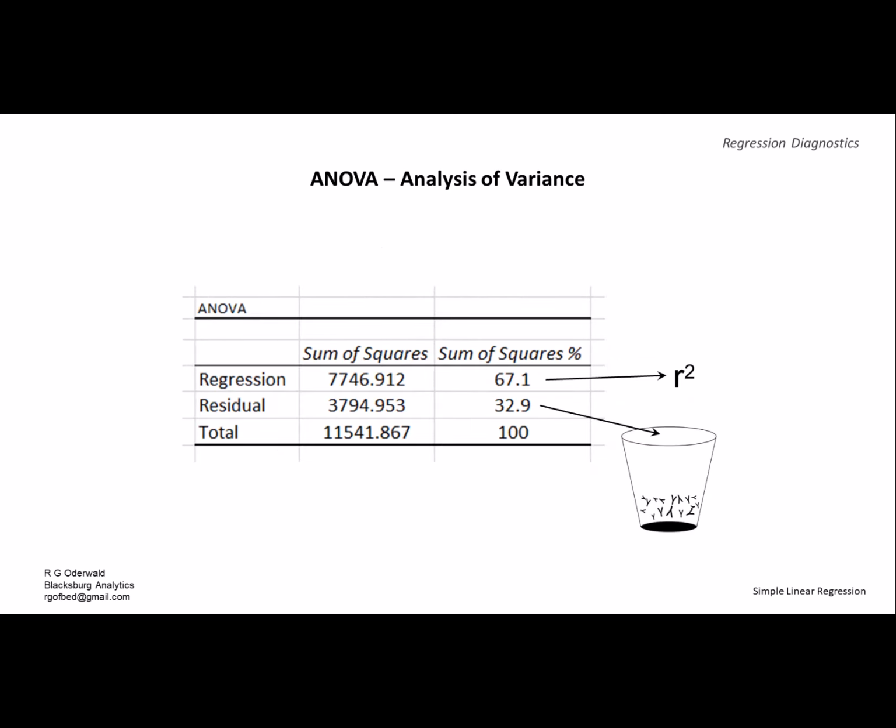This makes more sense as percentages. The total is 100%. The regression is 67.1%, and the residual is 32.9%. Notice that the regression percent is R square. This is where it comes from.